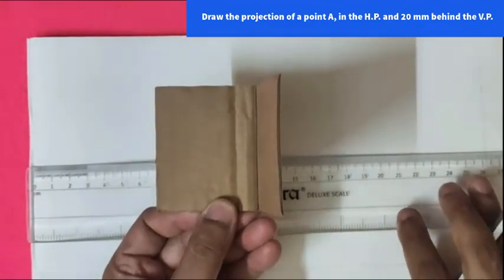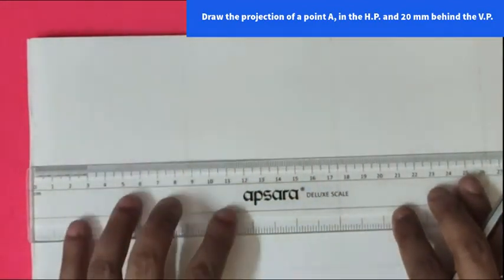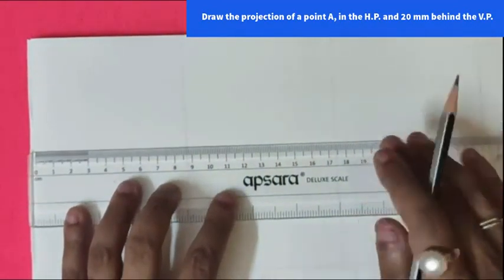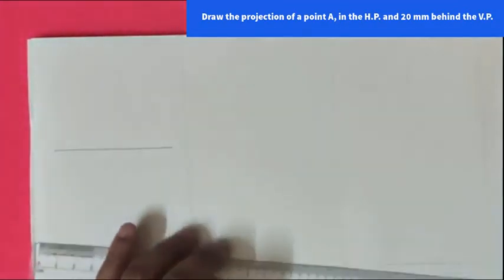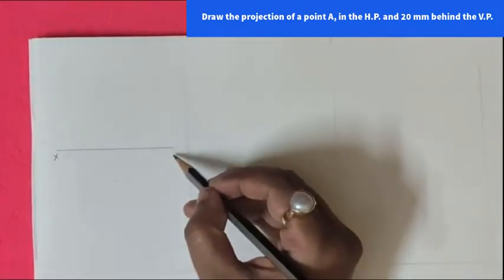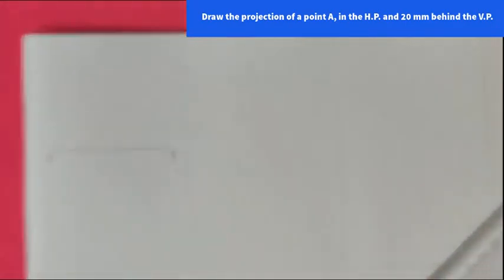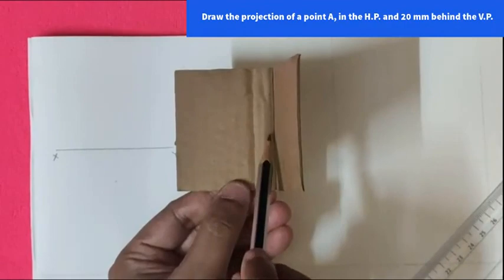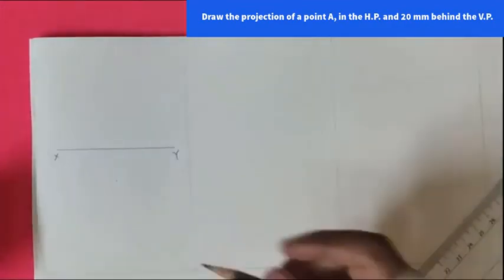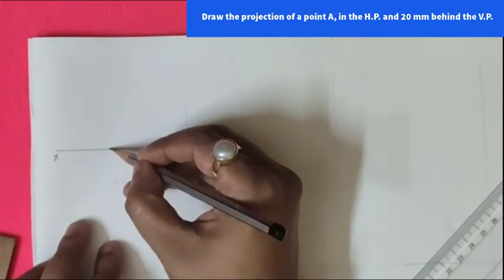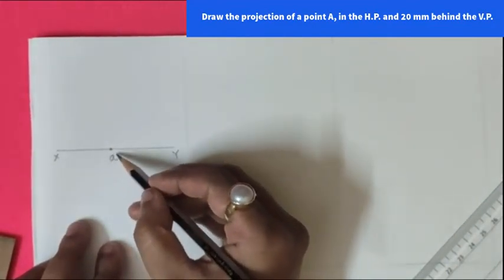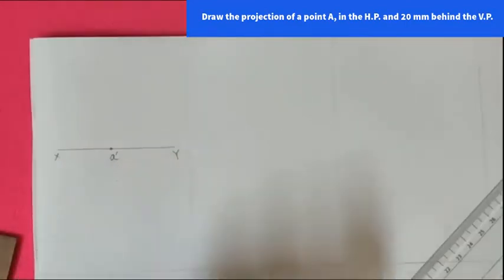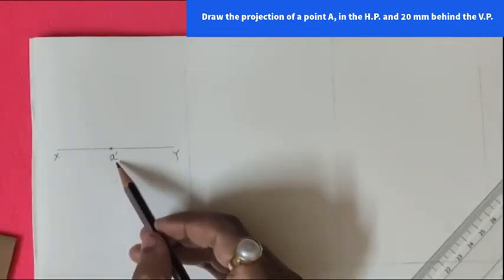So first let us draw this XY line here. So this is our XY line. On the XY line, the front view of this point A will lie. So on the XY line we mark the point A, this is our front view. We will always give a dash. Plus you also have to remember that this is always a small letter. You cannot use a capital letter. We have to use a small letter here.